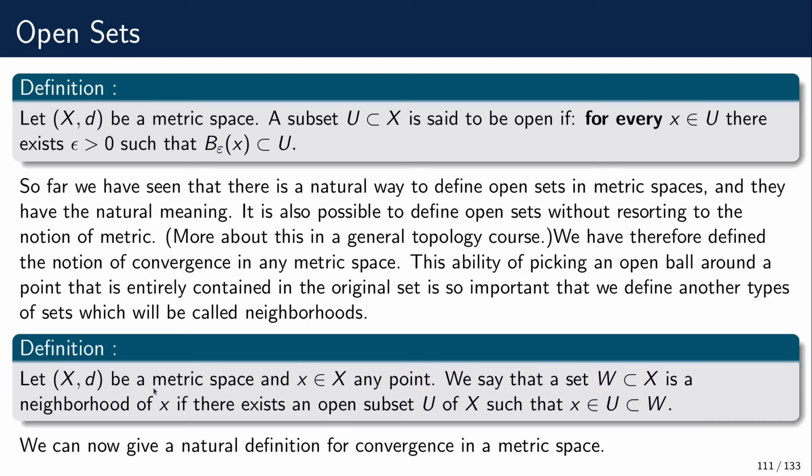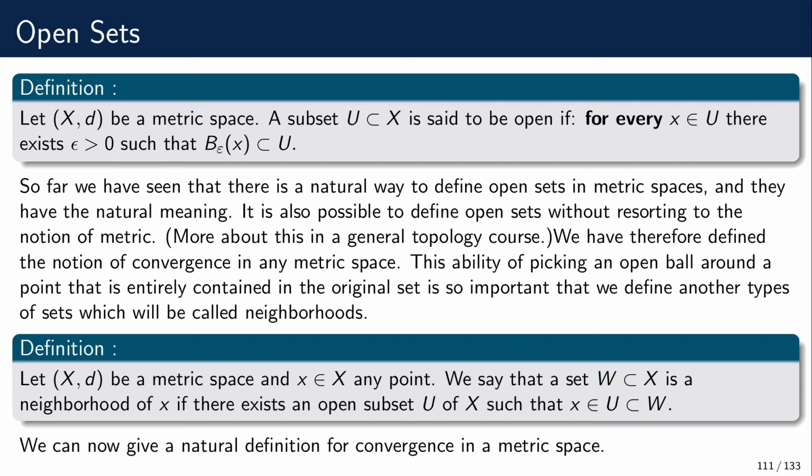So now when we have a metric space (X, d) and any point x in X, we want to define the notion of a neighborhood. We say that a set W is a neighborhood of x if this W contains an open set that contains x. This is what it means to be a neighborhood, and this is the only important thing.